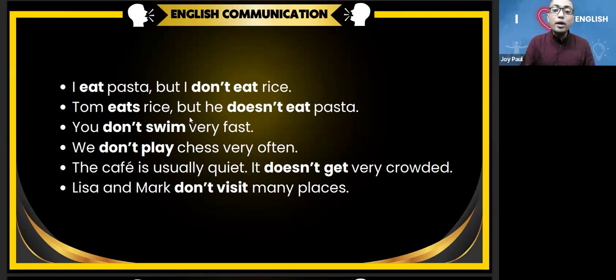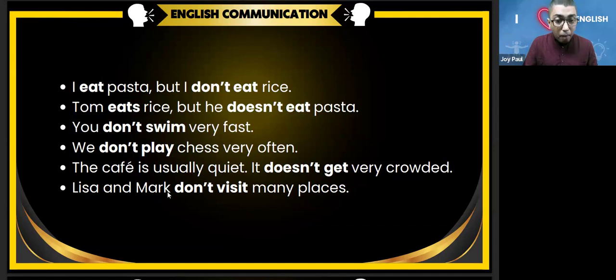Let's say: you don't swim very fast. What does it mean? You don't, using the second person. You don't swim very fast. Great. We don't play chess very often. That means we are not playing chess very frequently. The cafe is usually quiet. That means peace, calm. The cafe is usually quiet. It doesn't get very crowded. It doesn't, because it is a third person singular subject. It doesn't get very crowded.